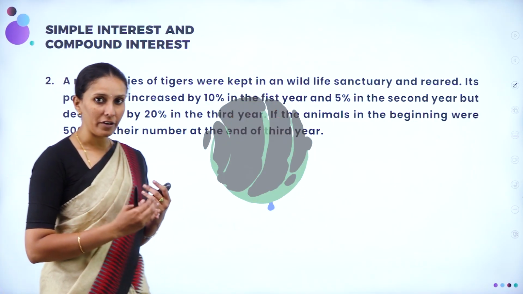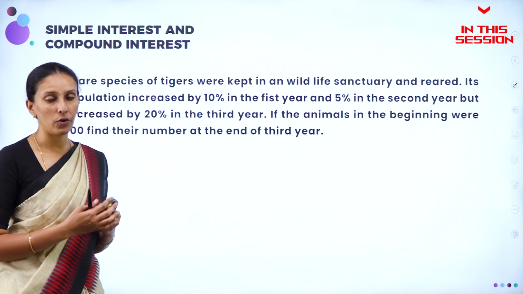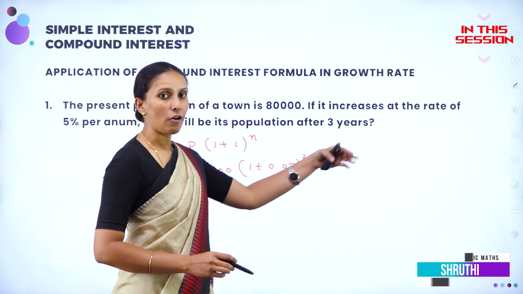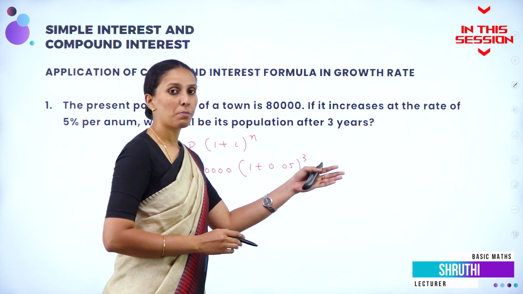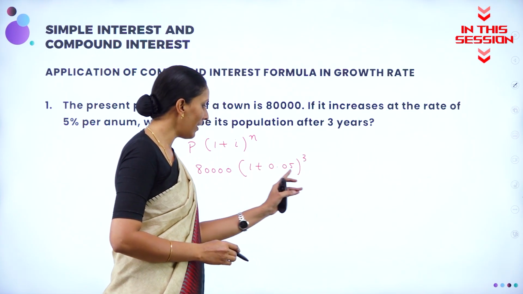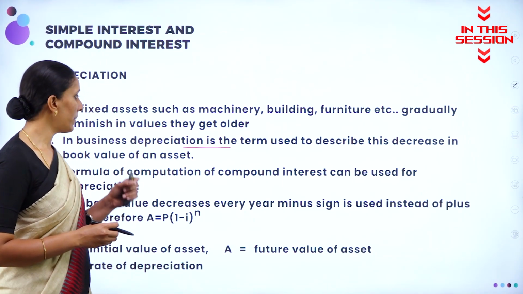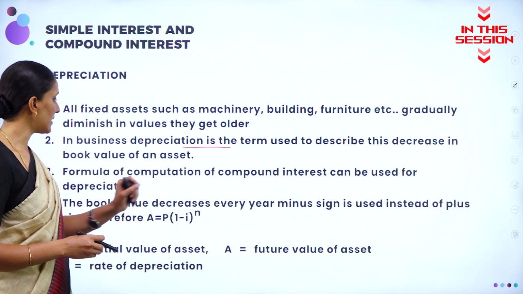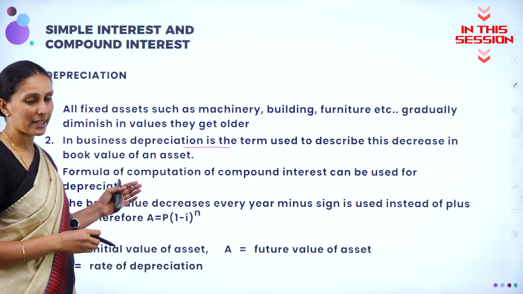The varying rate of interest, that is the concept of the compound interest formula, can also be useful in calculating the population growth rate. We can also write this in the form of varying interest, like 1 plus 0.05 to the power 1, 1 plus 0.05 to the power 1, 1 plus 0.05 to the power 1, which will be 1 plus 0.05 to the power 3 only. So in business, the depreciation term is used to describe the decrease in value of an asset. The formula of compound interest can be used for the depreciation.